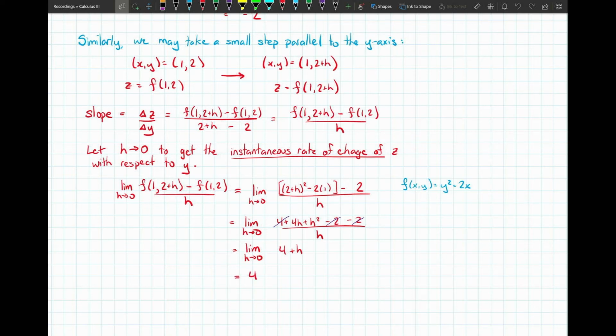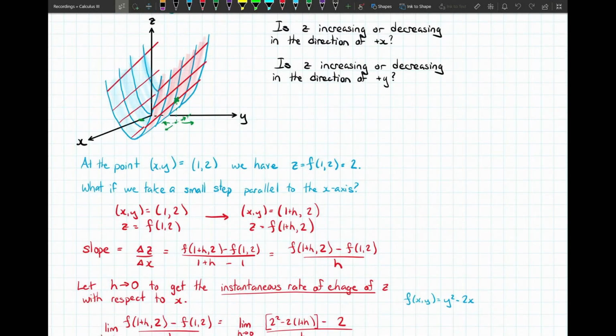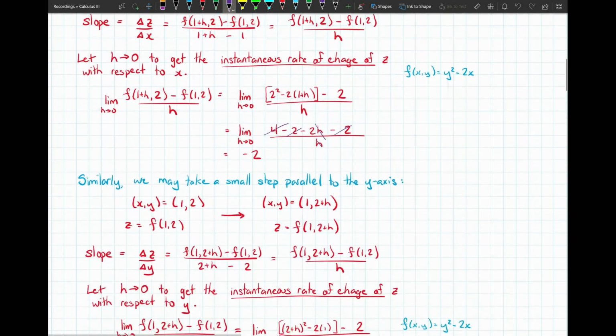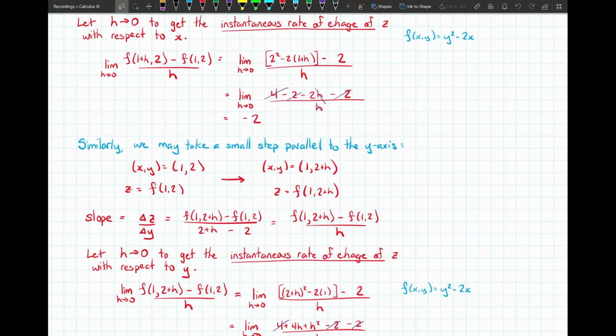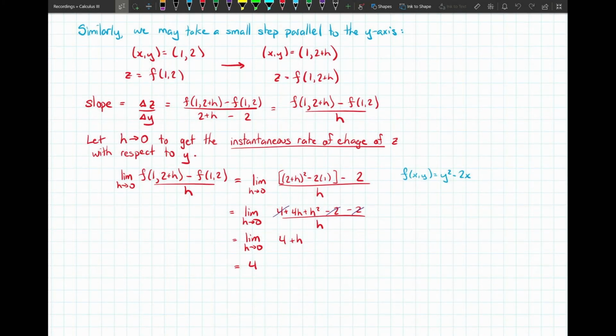And that corresponds to looking at the picture again. At that particular star value, if we are going in the positive y direction, our z value is increasing with a slope of 4. Now, what we've just done here is what we call the partial derivative of f with respect to x and the partial derivative of f with respect to y.